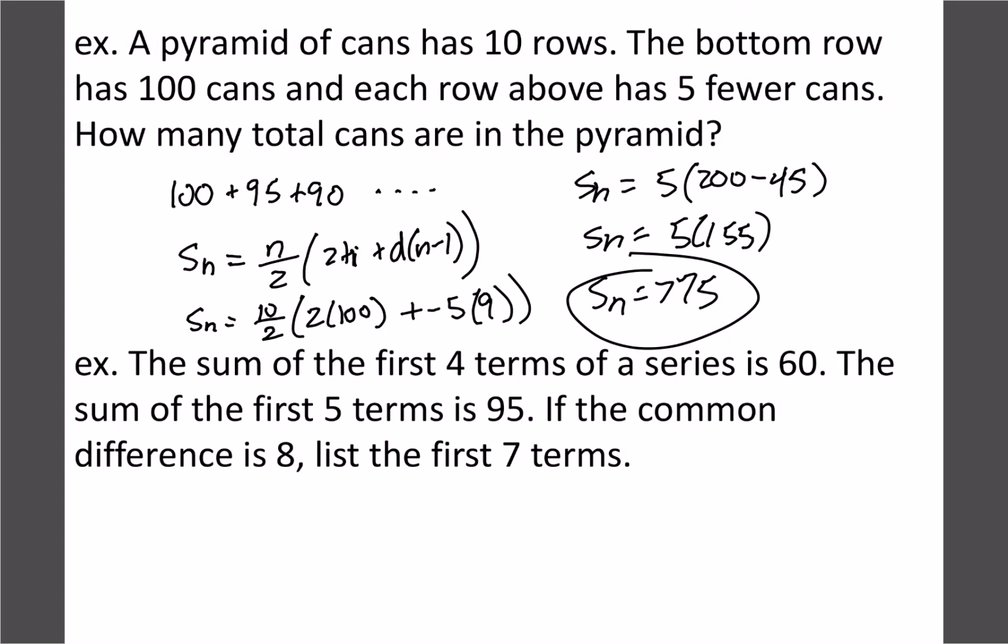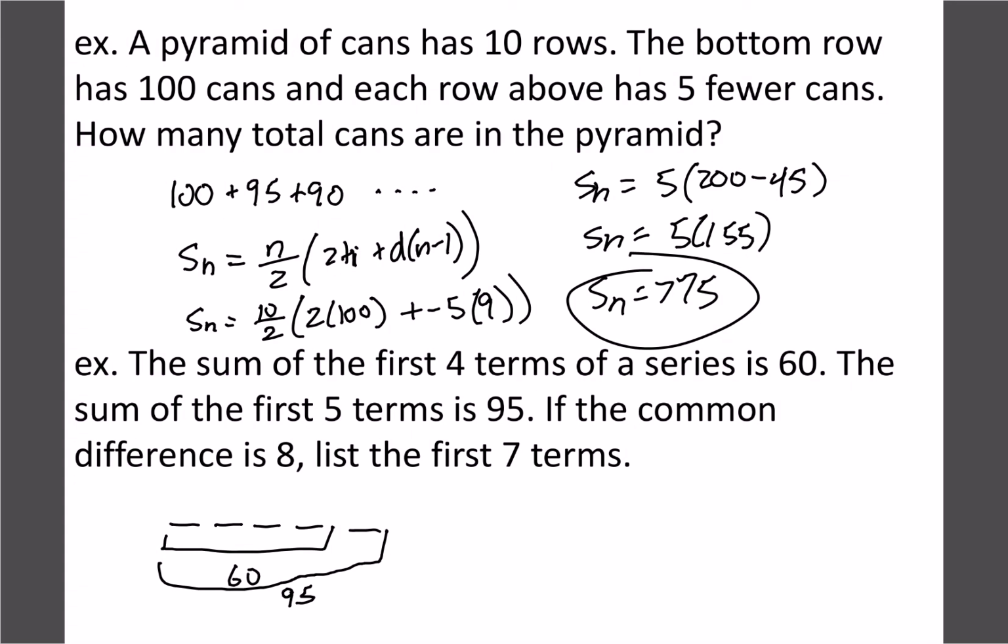Okay, the last one says the sum of the first 4 terms is 60, the sum of the first 5 terms is 95. It's asking what are the first 7 terms. So this one's a little bit tricky. Let's think about this a little bit carefully. We know the first 4 terms, we don't know what they are, but we know they're going to add up to 60. And then if we add one more term, we know it adds up to 95.